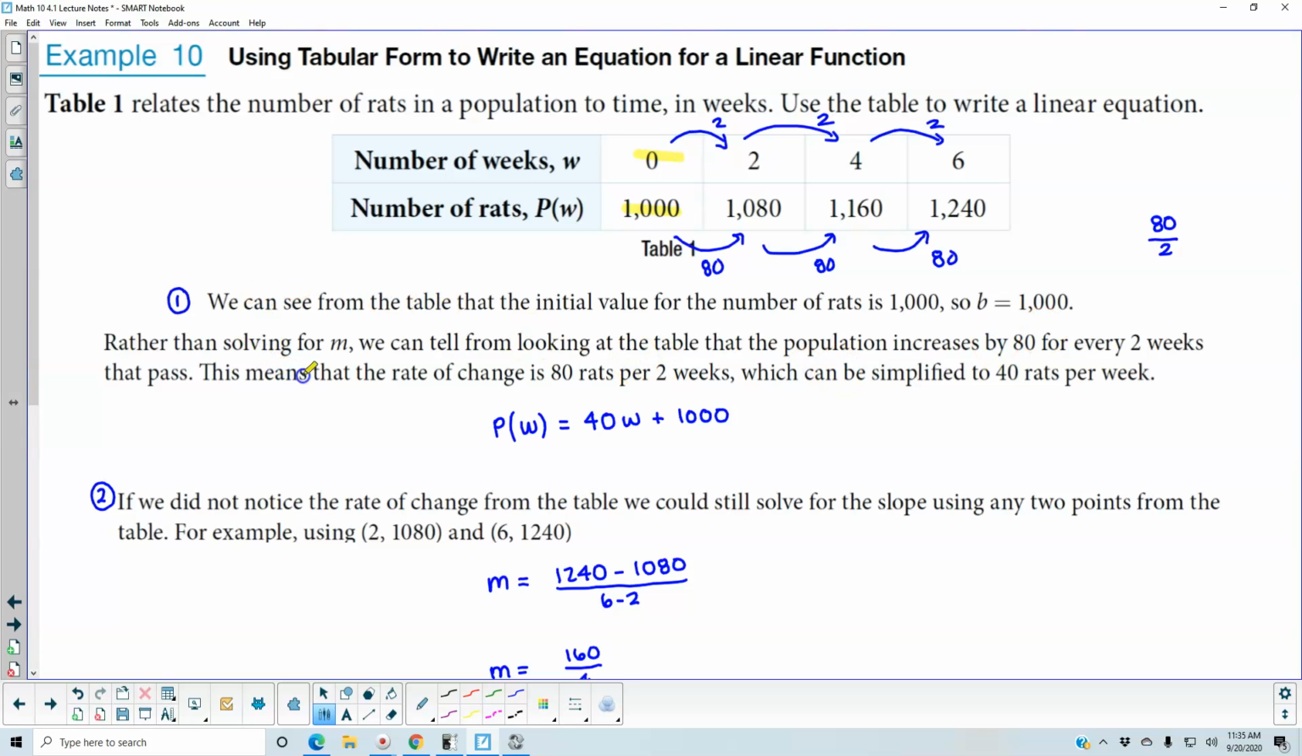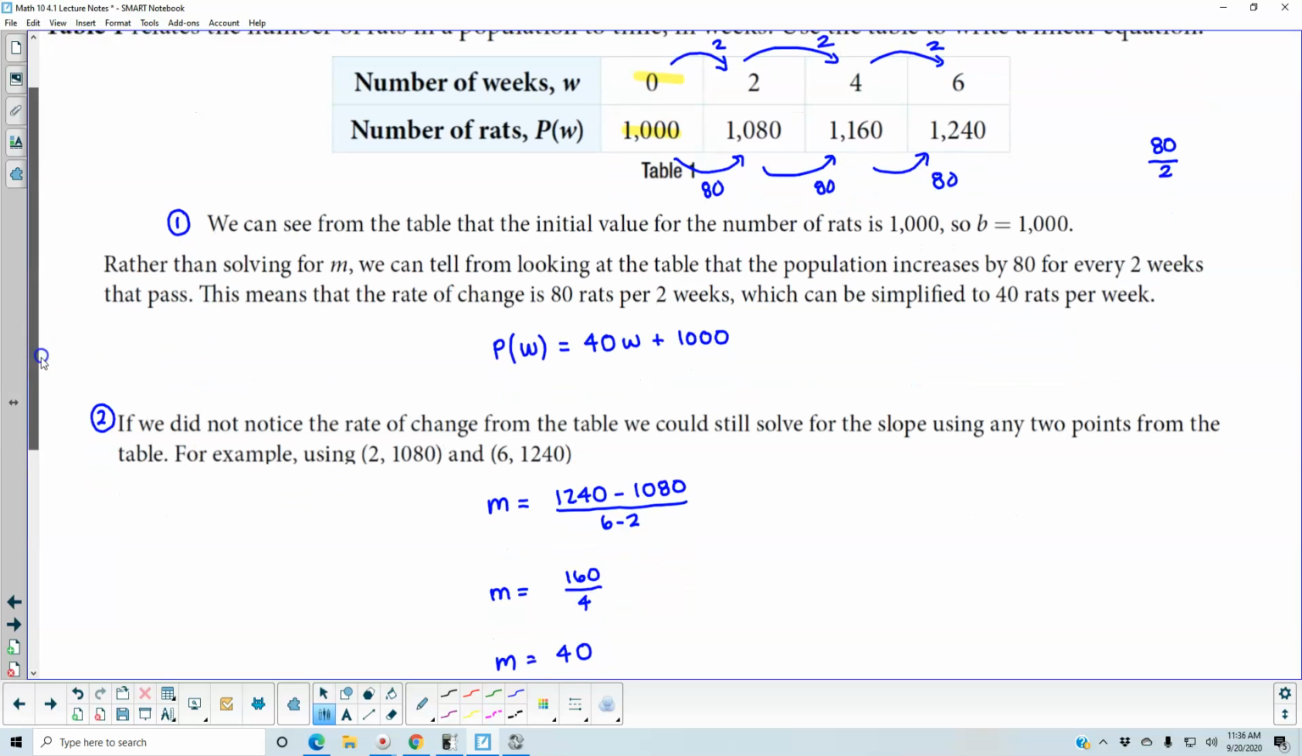So again, rather than solving for M, we can tell from looking at the table that the population increases by 80 for every 2 weeks that pass. So this means the rate of change is 80 rats per 2 weeks, which can be simplified to 40 rats per week. So now we can write the linear form P of W, which is equal to 40W plus 1,000.